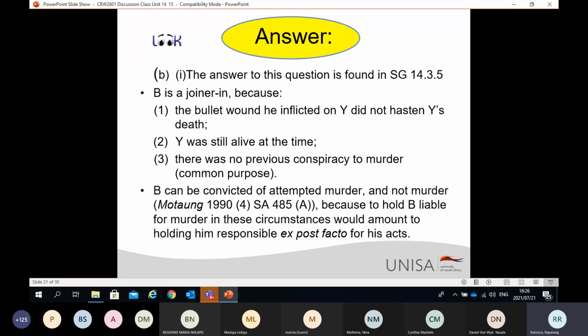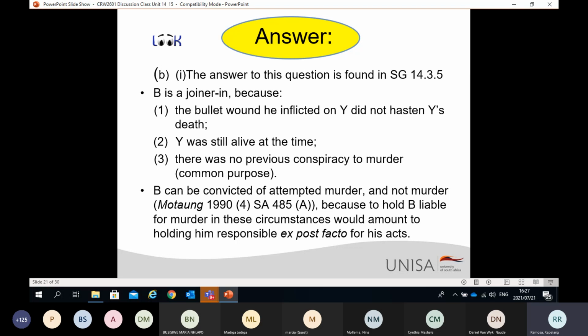And you will see the requirements of joiner-in liability that are indicated at SG 14.3.5 of the guide. Now, in order to get your good 4 or 5 marks, you can't just say that person is a joiner-in and then leave it there. You would say that person is a joiner-in because the bullet wound he inflicted did not hasten Y's death. Y was still alive at the time when he inflicted the bullet wound. There was no previous conspiracy or common purpose between B and A. So in that respect, B is a joiner-in.